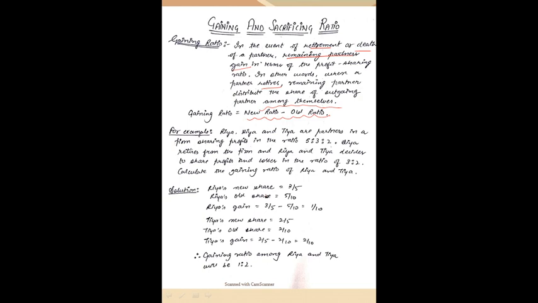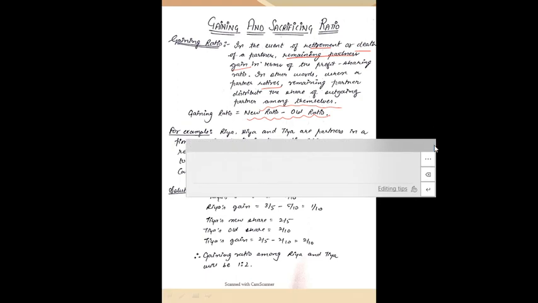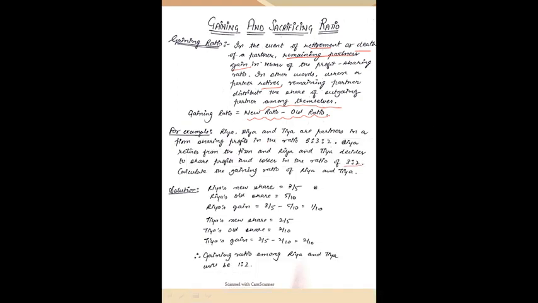Yeah, so for example, I have taken an example. There are three partners, Ria, Sia and Tia. They share the profit in the ratio 5:3:2. Sia retires from the firm. Ria and Tia decide to share the profits and losses in the ratio 3:2. So we have to calculate the gaining ratio of Ria and Tia.